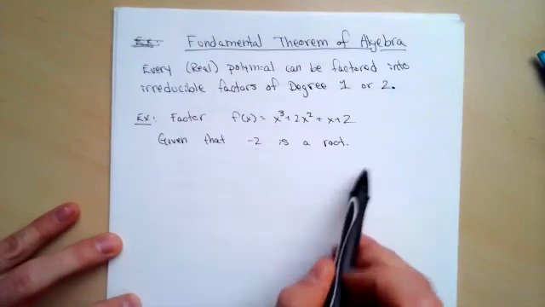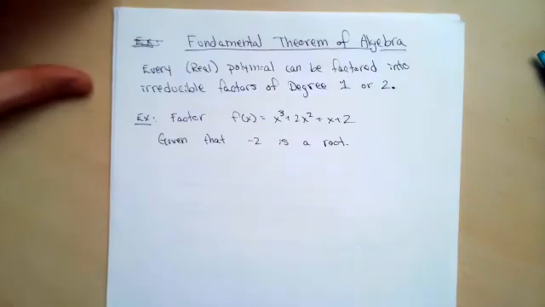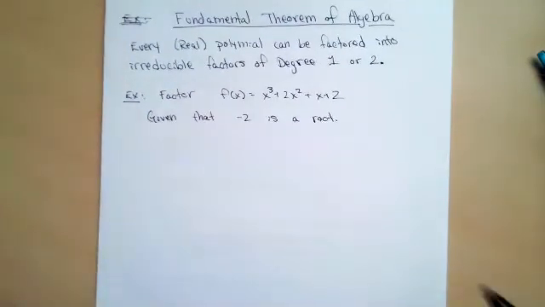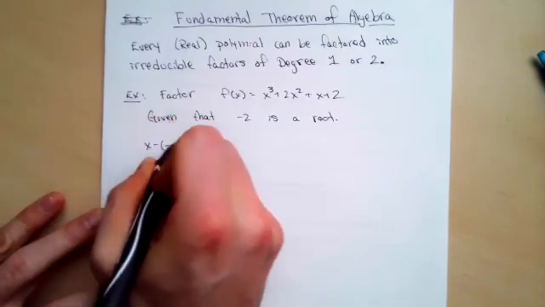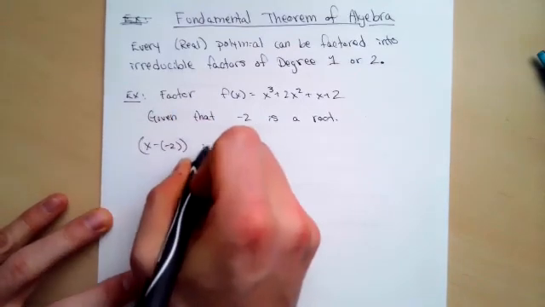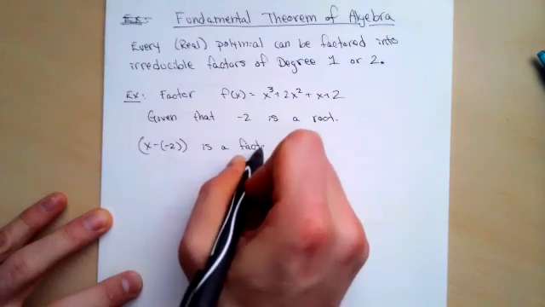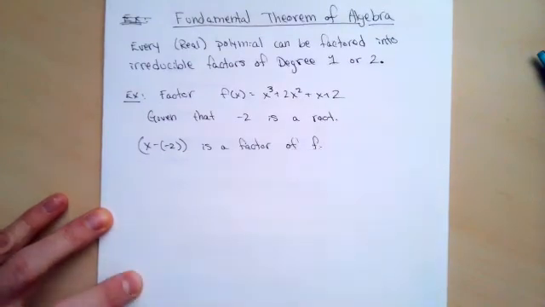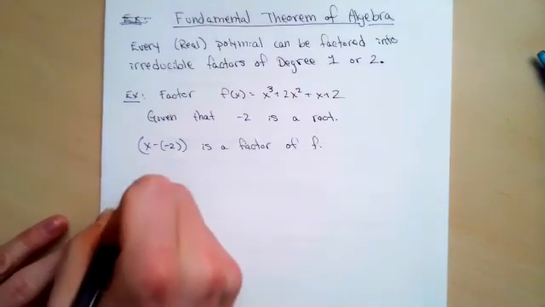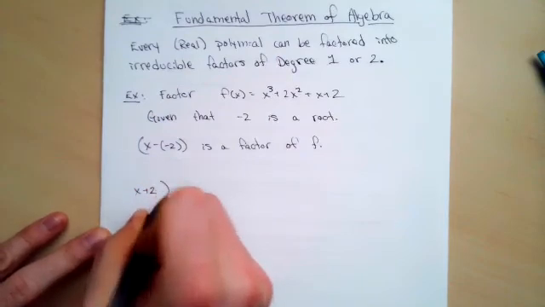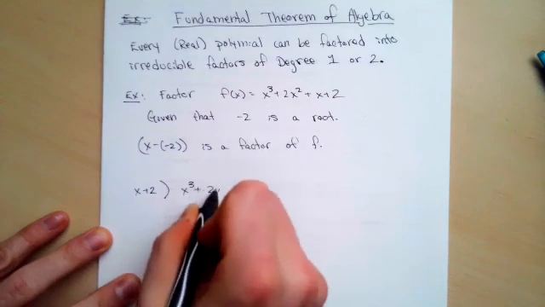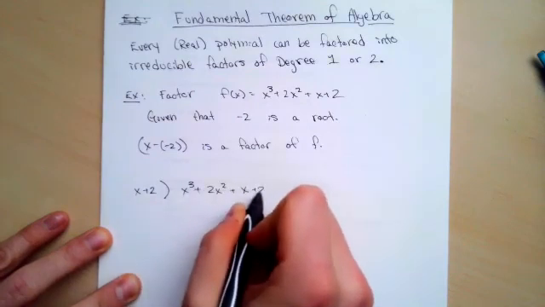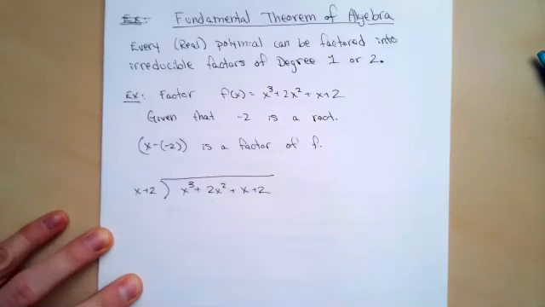So the fact that -2 is a root, remember these things we started with, the following are equivalent. If -2 is a root, then that means x minus -2 is a factor of f. In other words, we should see a 0 remainder. So I'm going to go ahead and write that as x plus 2. If we factor out x plus 2 from f of x, let's go through the division real quick.